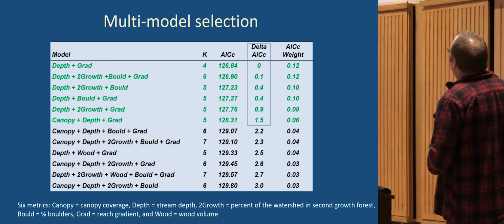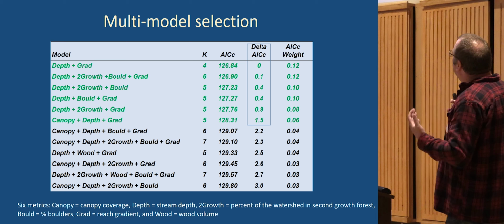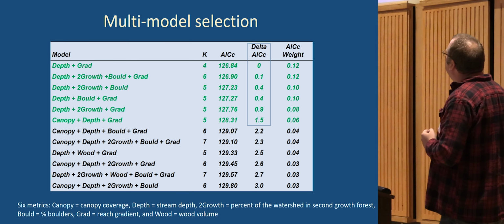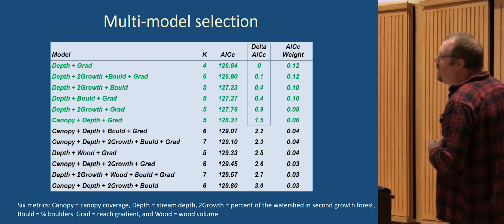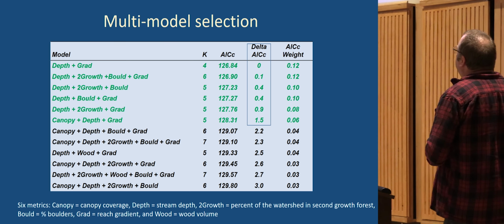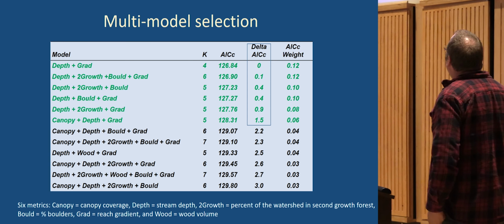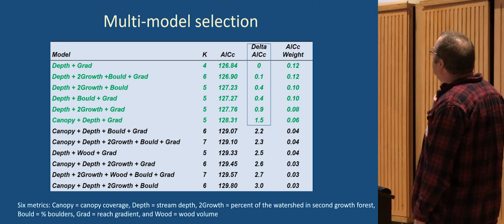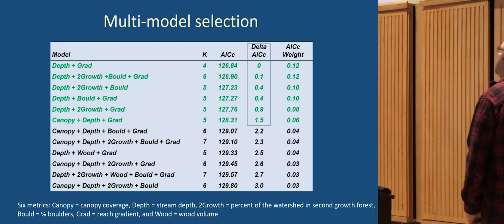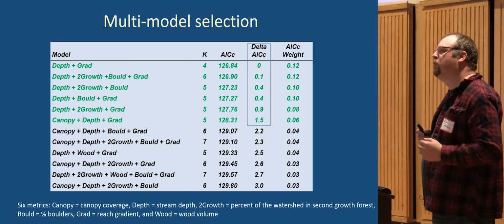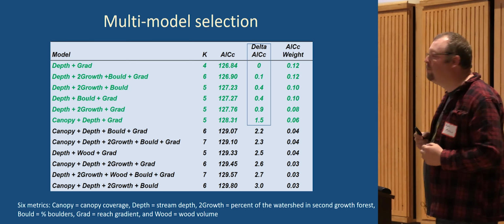Any model that had a score within 2 units of the top model, we've determined to be significant, and those are the models we're going to concentrate on here. So we had 6 models that ended up being within 2 AIC units of the top model. What you see here, the only metric that showed up in every model was depth. So stream depth is probably our most important factor for determining capacity within our streams.